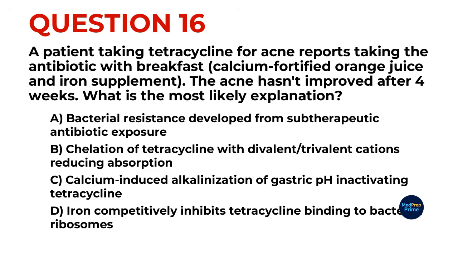A patient taking tetracycline for acne reports taking the antibiotic with breakfast, calcium-fortified orange juice, and iron supplement. The acne hasn't improved after 4 weeks. What is the most likely explanation? Option A. Bacterial resistance developed from subtherapeutic antibiotic exposure. Option B. Chelation of tetracycline with divalent, trivalent cations, reducing absorption. Option C. Calcium-induced alkalinization of gastric pH inactivating tetracycline. Option D. Iron competitively inhibits tetracycline binding to bacterial ribosomes.